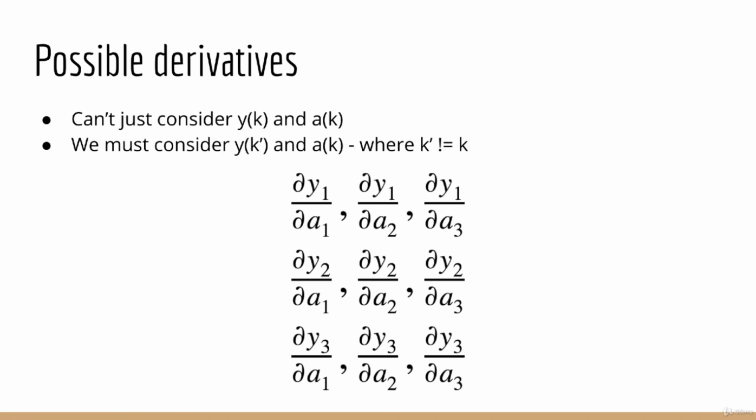What this means is there are actually 9 different derivatives we need to consider. dy1 by da1, dy1 by da2, dy1 by da3, and so on. Importantly, we can see that there are instances where the index for y is the same as the index for a, but there are also instances where the index for y is not the same as the index for a. In other words, it doesn't make sense to only consider dy_k by da_k. We also have to consider the instances where we have dy_k prime by da_k, where k prime is not equal to k.